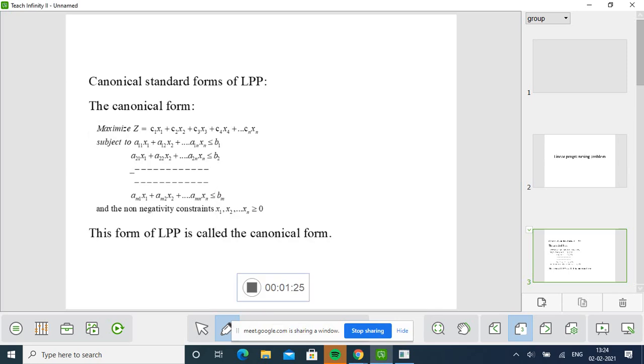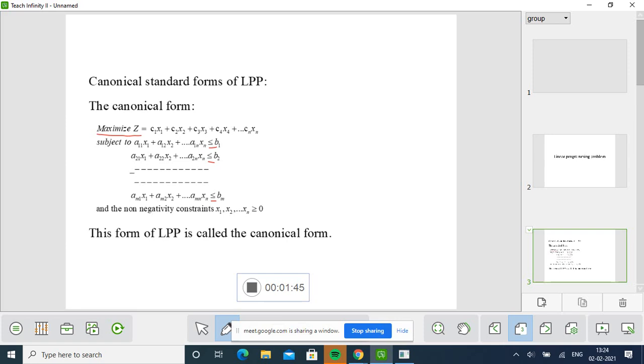If it's minimization, you have to convert it actually. So it should be a maximization problem, and all your constraints should be of the form less than or equal to.